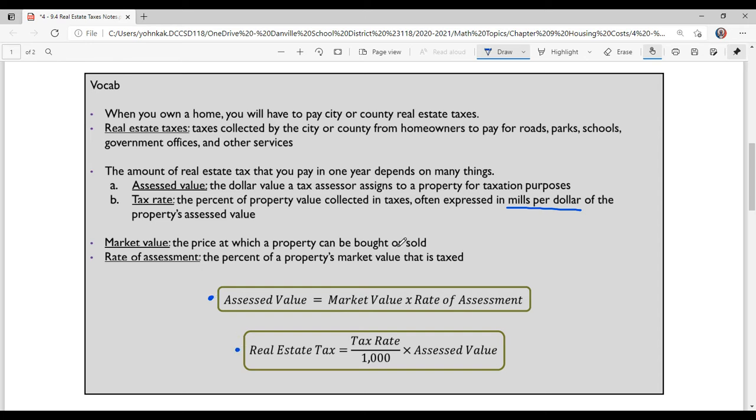So the assessed value is when you take the market value of the house, how much it could be bought or sold at, and multiply by the rate of assessment, or how much of the house is going to be used for taxation purposes. And then once you find the assessed value, you can find the real estate tax by taking the tax rate, dividing by 1,000, and then multiplying by whatever the assessed value is.